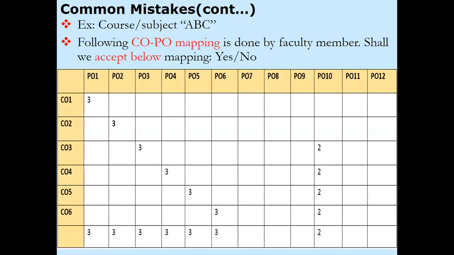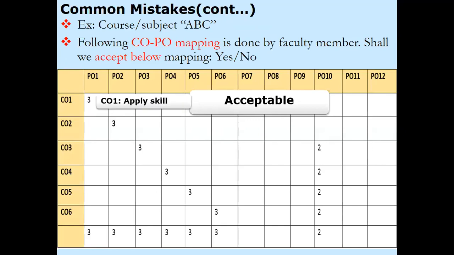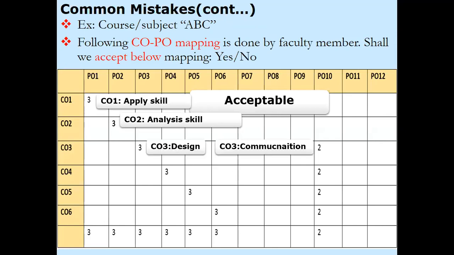Now, there is a subject, and the example I'm taking here is ABC. The following CO PO mapping is done by the faculty member. Shall we accept the below mapping? Yes or no? The answer is yes, it is acceptable. The reason is that CO1 is written based on the apply skill. CO2 is written on the analyze skill. CO3 is written based on the design level as well as communication skill.